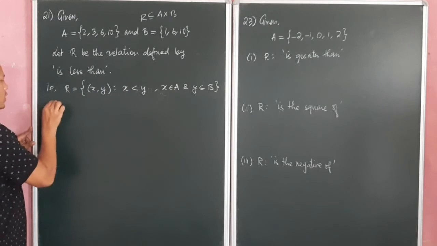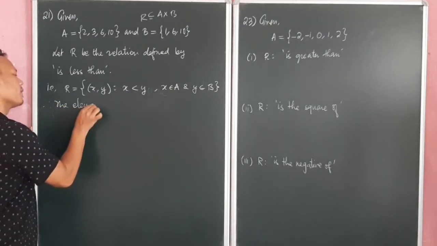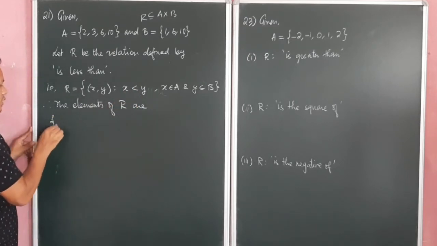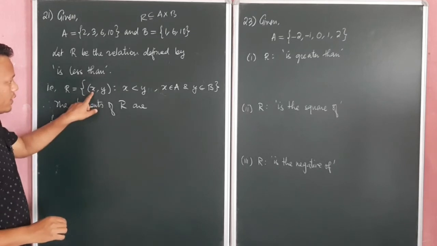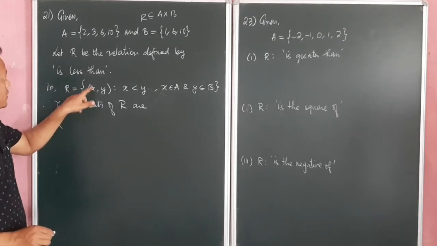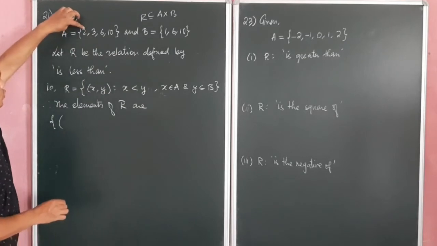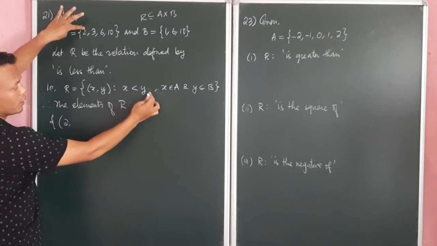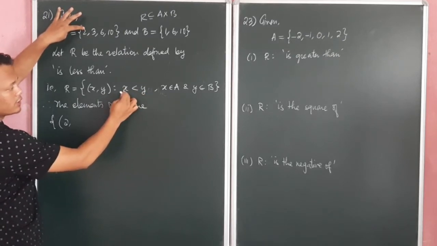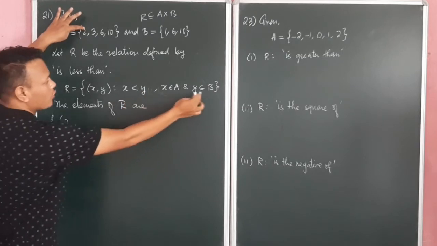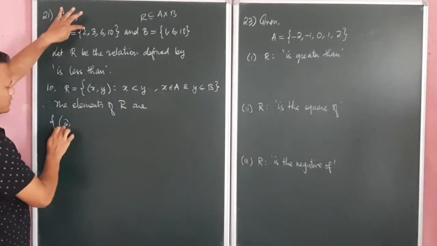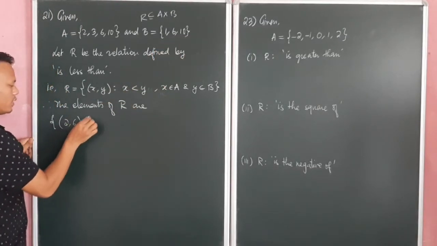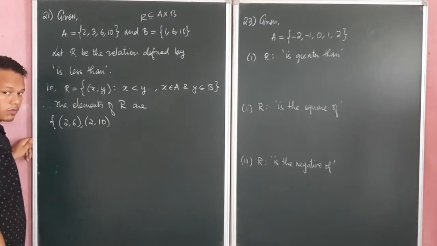Okay, so therefore the elements of R, so let's see what are the elements. So the first element is x, isn't it? So x should come from A. Yes, so if I choose 2, okay, so the next element, that is y, has to be greater than x, isn't it? So let us see the numbers y from B which are greater than 2. So the numbers greater than 2 are 6 and 10. So that's why 6 will come here, and similarly 10 will also come along with 2.